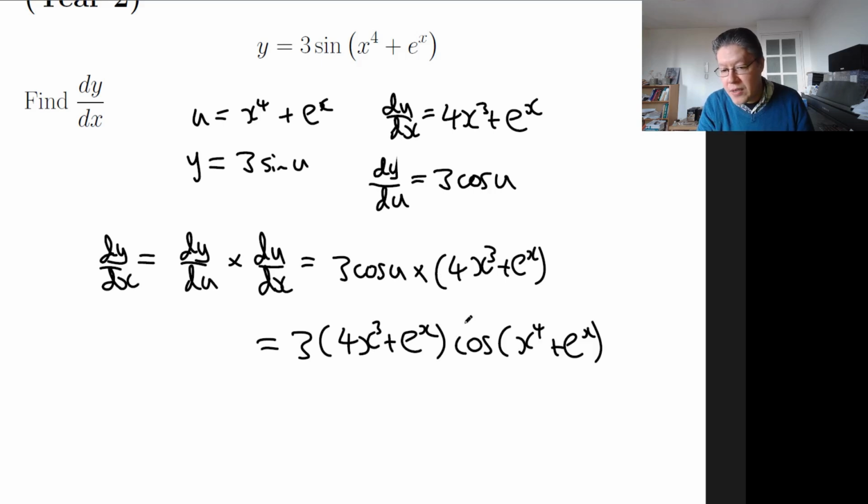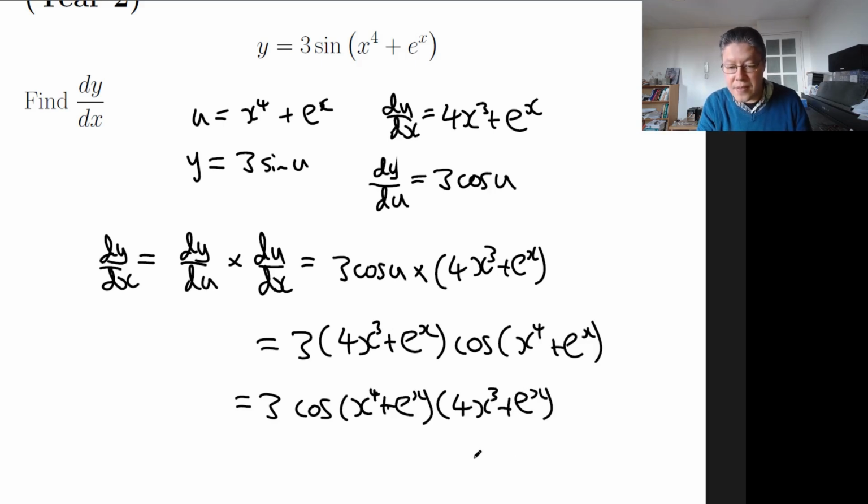And the only reason why I switched these around is so I didn't have to put the cos into brackets. Had we put the cos after the 3, it would have to be in brackets. Let me just show you what that would look like. If I'd put the 3 cos x to the 4 plus e to the x first, and then put this bracket, this is a bit ambiguous.